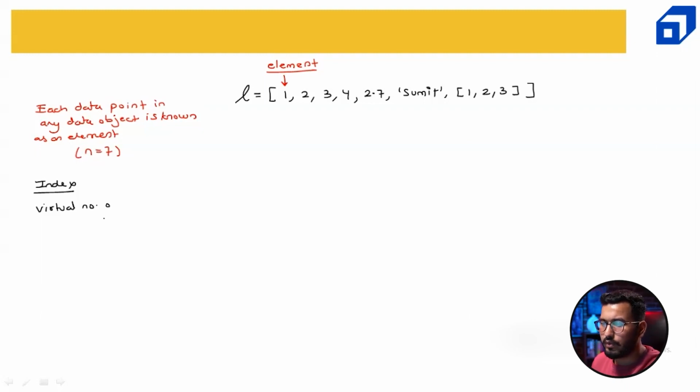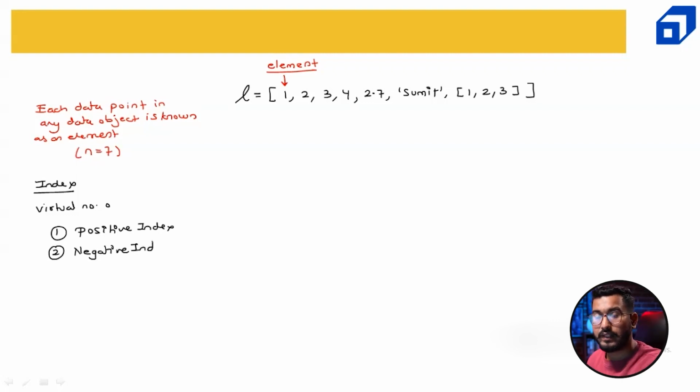Now index is of two kinds. One is known as the positive index, and the second one is known as the negative index. So we have positive index, we have negative index. Your positive index starts from 0 and goes all the way up to n minus 1, where n is the number of elements. Your negative index starts from minus n and goes all the way up to minus 1.